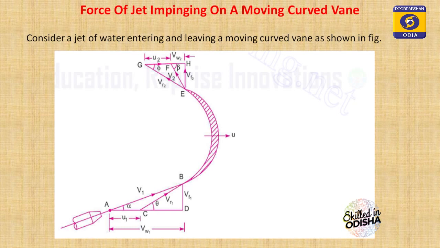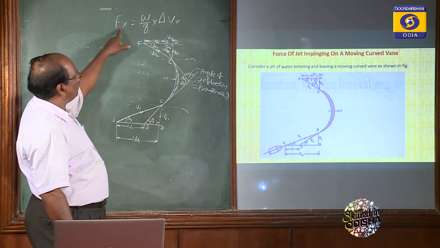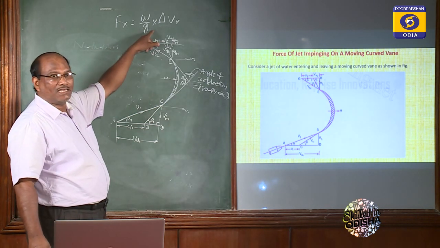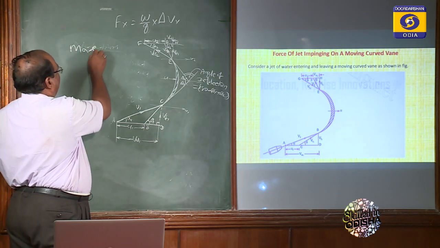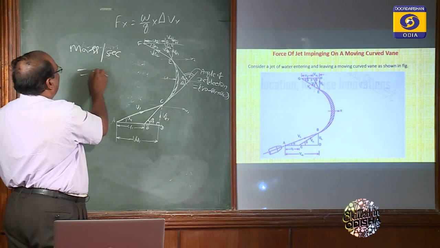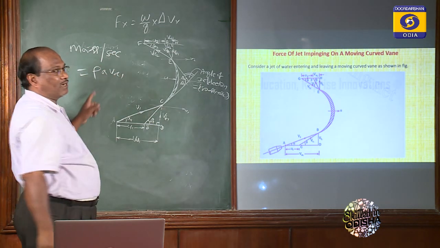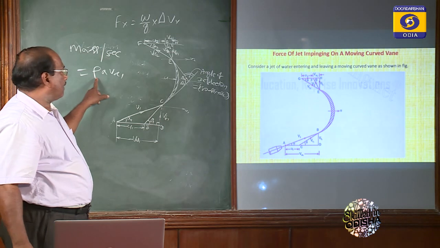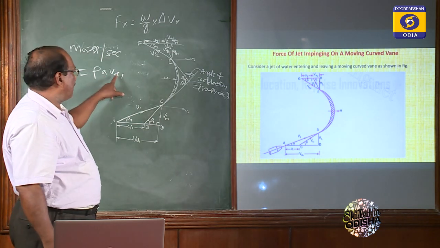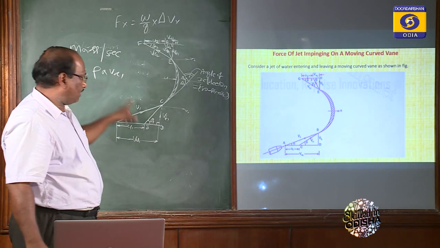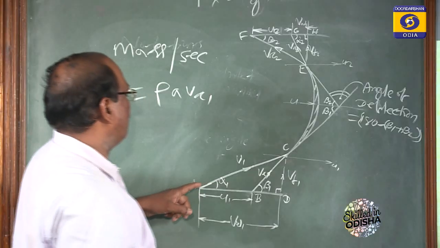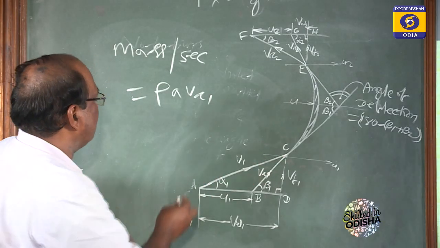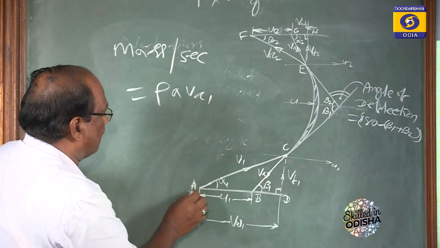Then we calculate the mass. To calculate force, we have to calculate the mass of the water striking per second. So mass of water striking per second equals rho A VR1. Rho is the density of the water, A is the cross sectional area of the jet, and VR1 is the relative velocity of the water at inlet here. So this is the velocity of the jet, the absolute velocity of the jet.